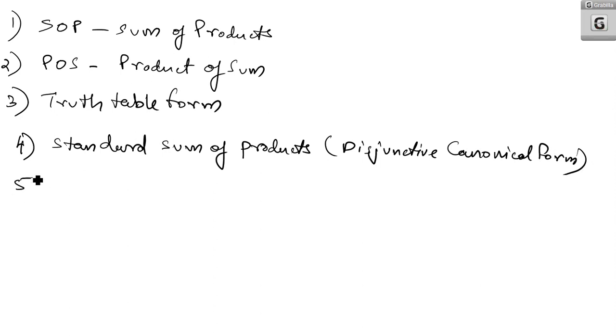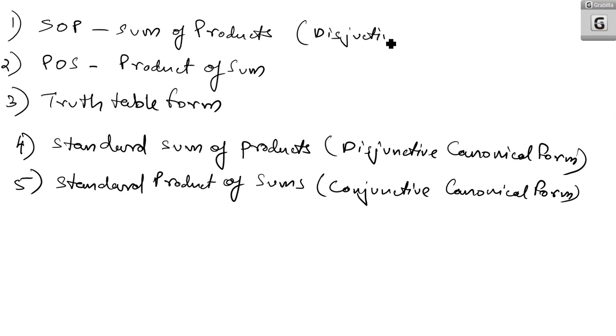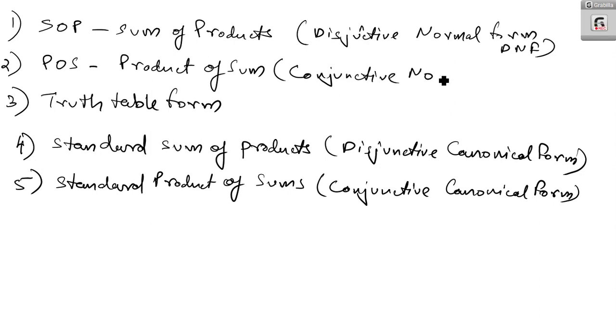Then fifth one is standard product of sums form. That is known as conjunctive canonical form. Okay. Now the sum of products form is also known as disjunctive normal form. That is DNF. And product of sum is also known as conjunctive normal form. That is CNF.